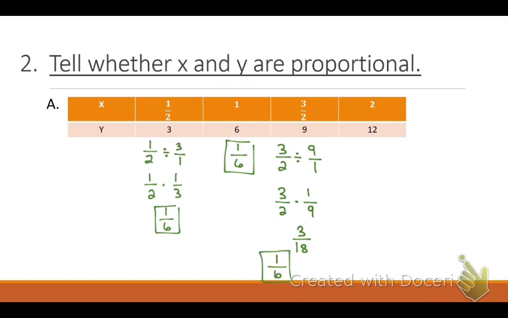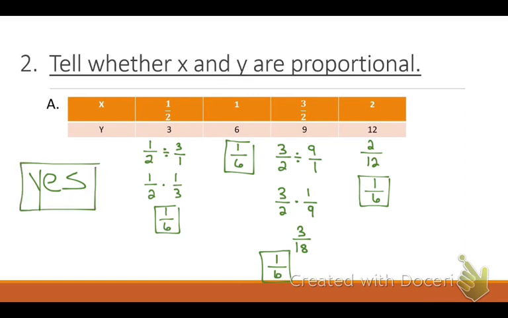All right, are you thinking, oh my goodness, she does not see this? Okay, so then 2 over 12, yes, also reduces to 1/6. So because they're all 1/6, this is not my answer. I must come over here and say yes. Okay, so there's lots of work here proving all these values are actually the same.